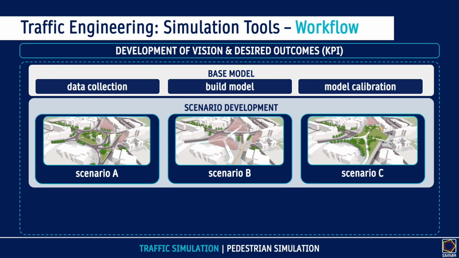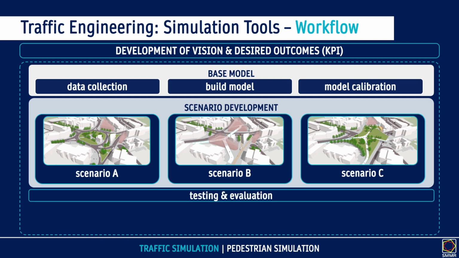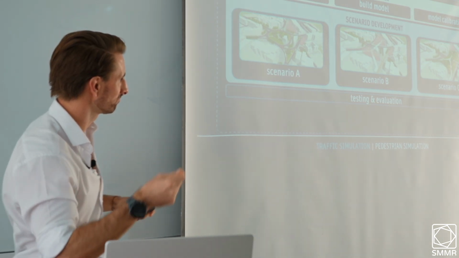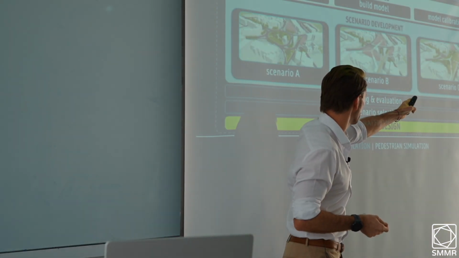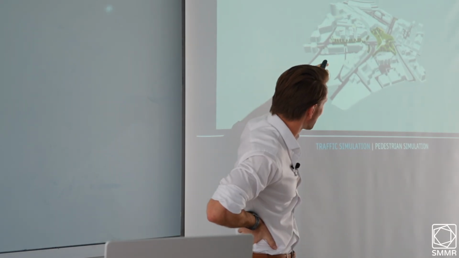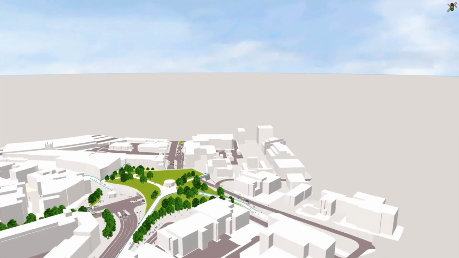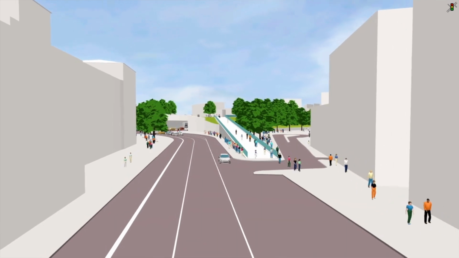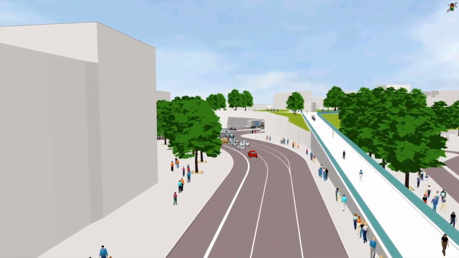So if we really like scenario C, we can test it and evaluate it and compare it to the base simulation and to all the different scenarios, and then pick whichever one best meets our vision. If we like scenario C the most, we will select it, and then we can go on to the next phase in the project workflow, and that would be a detailed design phase. And what's quite neat with these simulation solutions is that they are built off very robust and scientifically valid algorithms, but we can also get these nice 3D outputs.